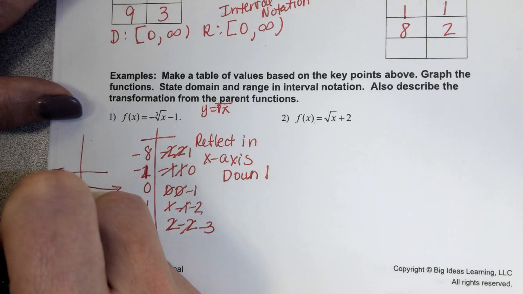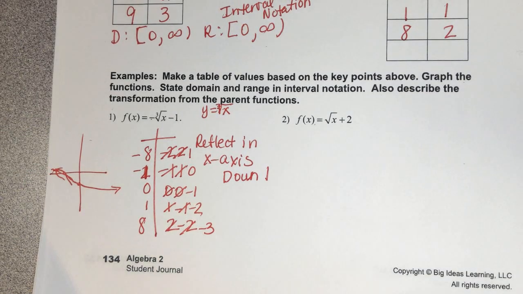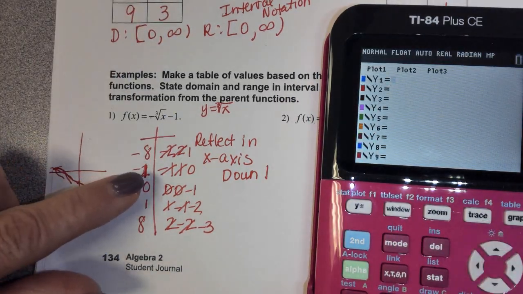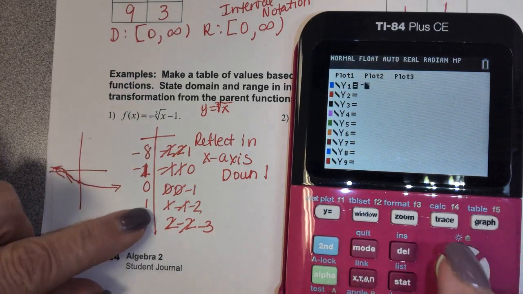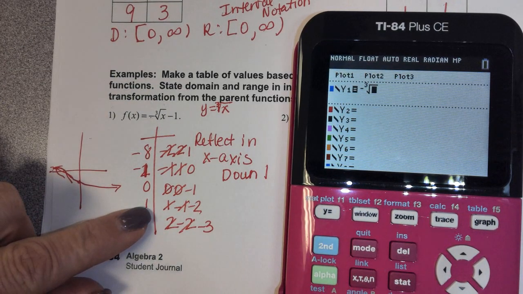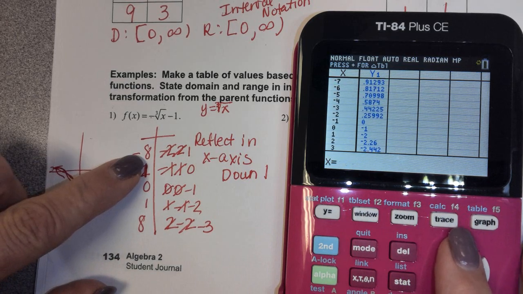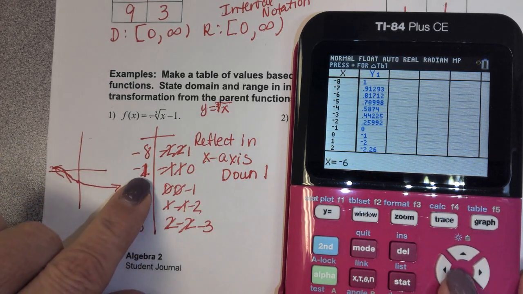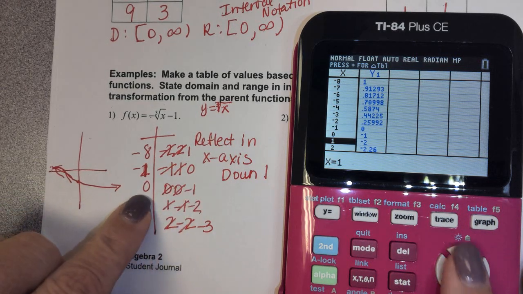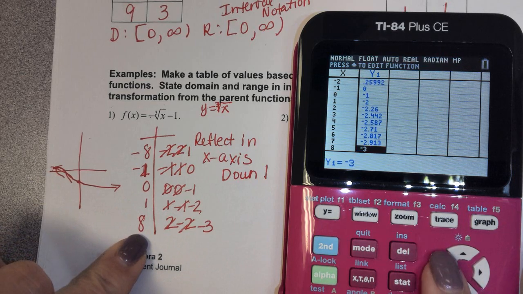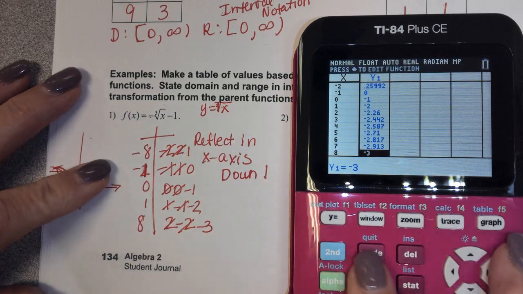It's not great, but it's going to look kind of like that. If we wanted to, we could check it. If I look at my calculator, I'm going to go under math, get cube root of x minus 1. I'm going to look at my table and check it out. At negative 8, I should have negative 1, at 0 I should have 1, at 1 I should be at negative 2, and then at 8, we're at negative 3. So we can see that that table of values is correct.